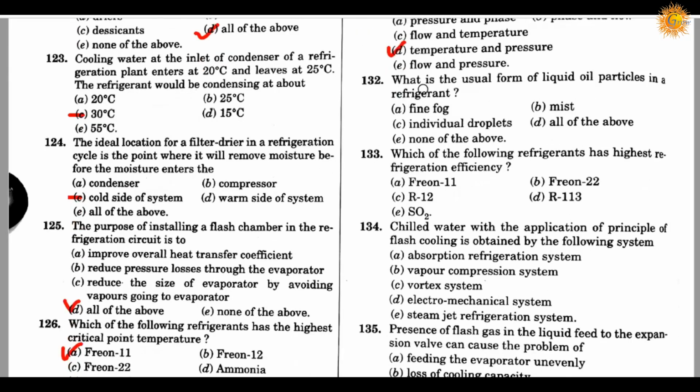Question 132. What is the usual form of liquid oil particles in a refrigerant? Option A, fine form. Option B, mist. Option C, individual droplets. And option D, all of the above. Option E, none of the above. So the correct answer is D. All of the above.